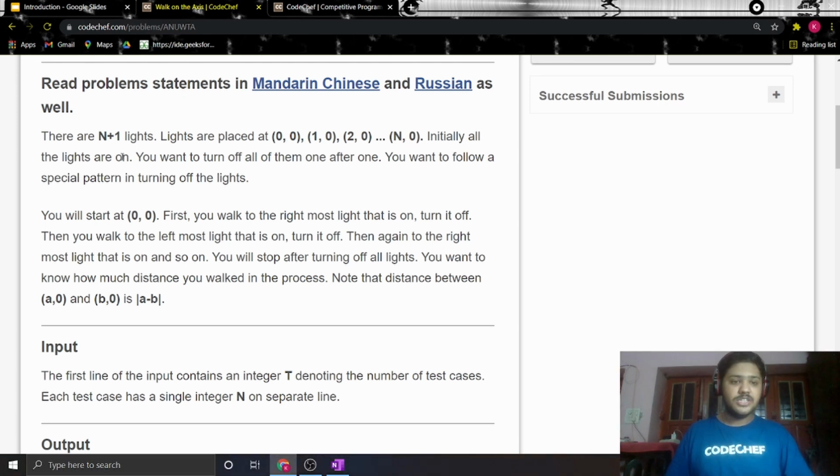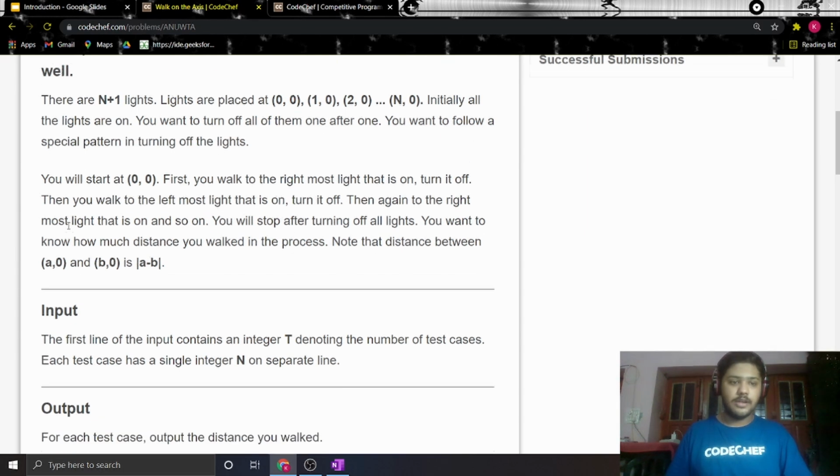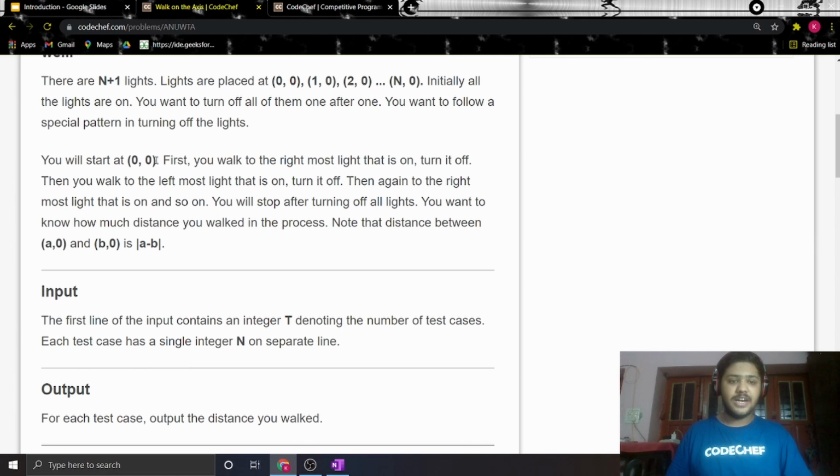Now initially all the coordinates are considered active, or basically all the lights are on. You want to turn off all of them using a particular pattern. First of all we start at the origin, which is (0, 0). Then we walk to the rightmost light that is turned on and turn it off. So we start at the origin and walk to the rightmost light. Which is the rightmost light? It is (n, 0). After turning off the rightmost light, we walk to the leftmost light.